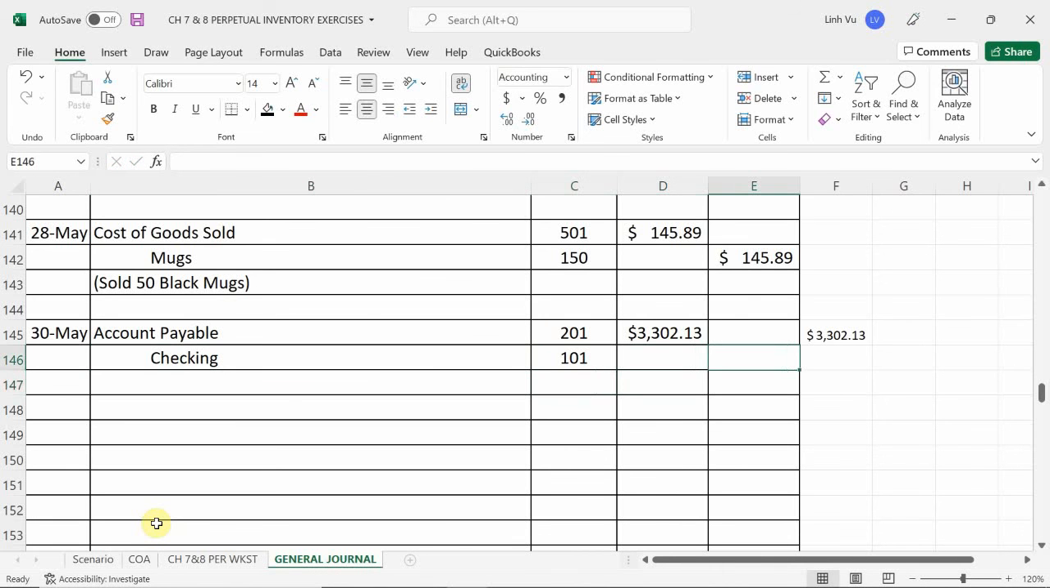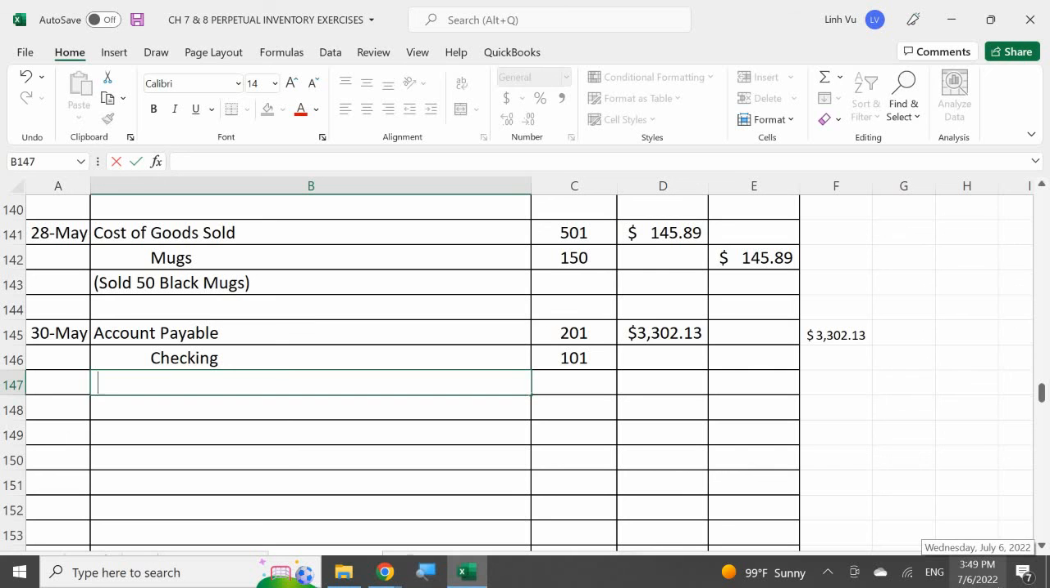But we don't know what that total amount is, because I'm not going to pay the total $3,302.13. What happened here? My last batch of inventory, I received a 5% discount. So in this case, where am I going to be taking my discount out from? The 1,200. Well, you take it off of the 1,200.